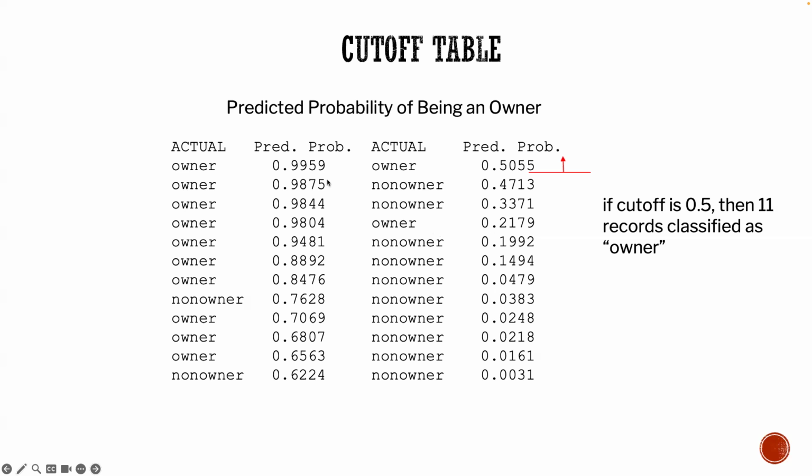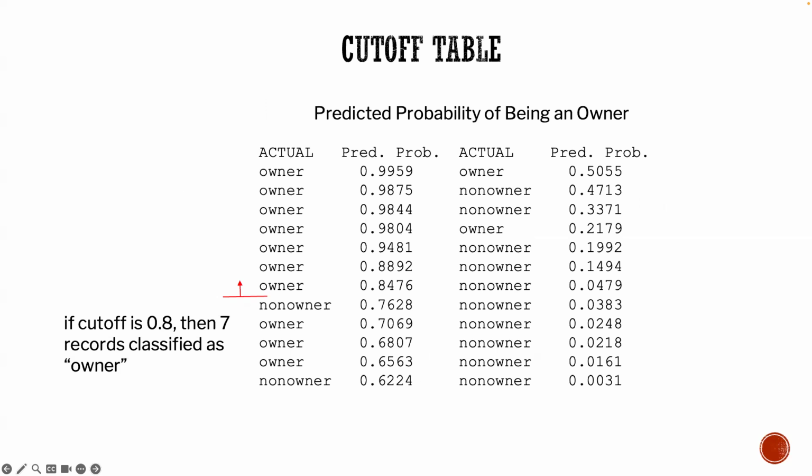So in this case, 11 records are classified as owners among the top values here. So these are the 11 records. If you count 1, 2, 3, 4, 5, 6, 7, 8, 9, 10, and 11. Those are the 11 records classified as owner when the cutoff was 0.5. Now, if I look at the predicted value with a cutoff of 0.8, in this case we will have 7 of them as owners, right? So it's changing in terms of the number of owners that we have.